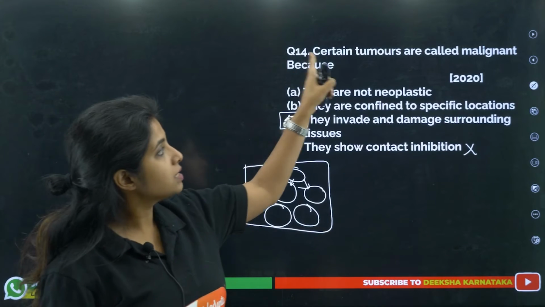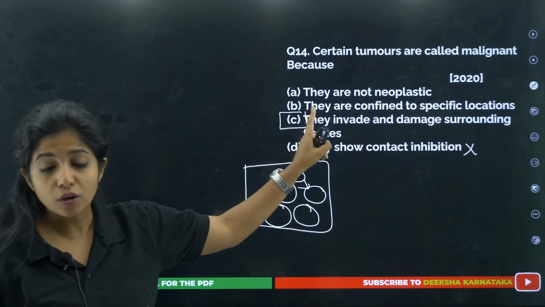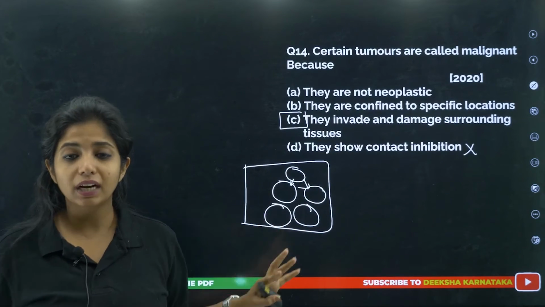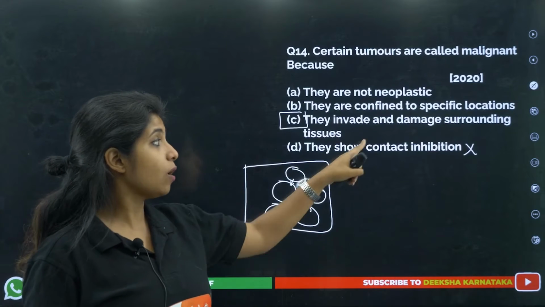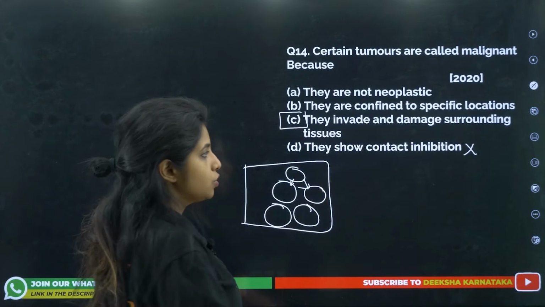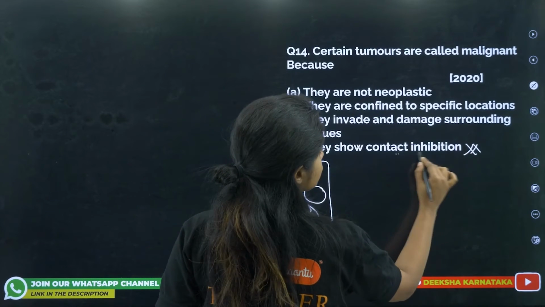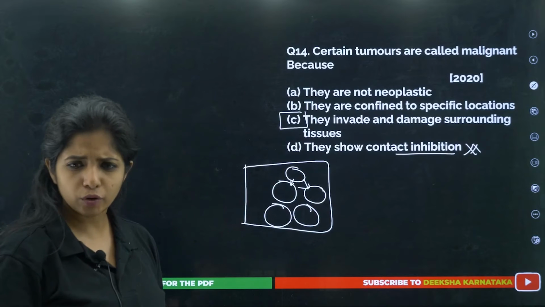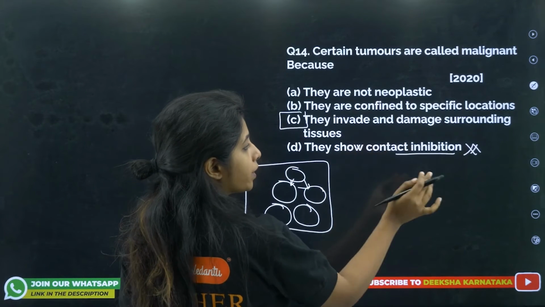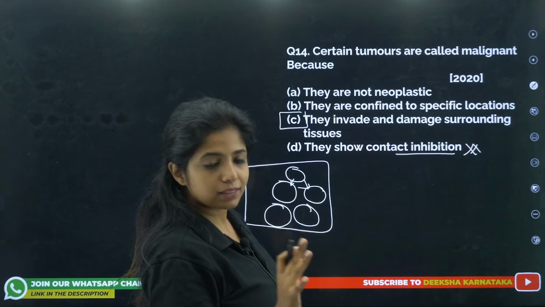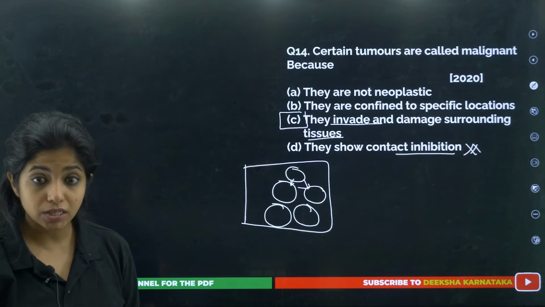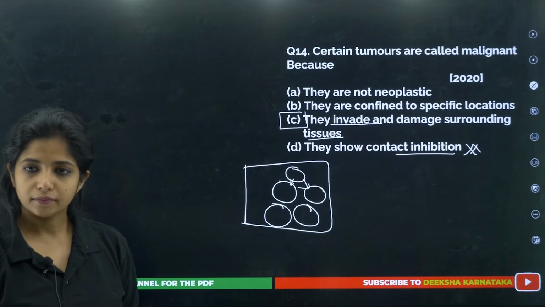Over here, when you say certain tumors are called malignant, because why? Because they are the ones that have the property to move around the body, to invade and damage all the tissues around them. And they also do not show contact inhibition. Over here, they have written that they show contact inhibition, so this is not the case. And this is common for benign tumors also, so I won't say this is the answer anyway. Even if it was loss of contact inhibition, I still won't say it is the answer. I will go with this because it is the more correct option. Metastasis is being shown over here.